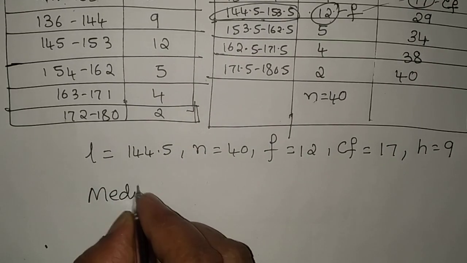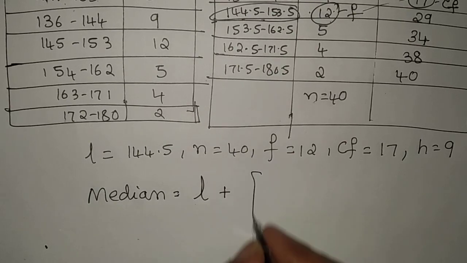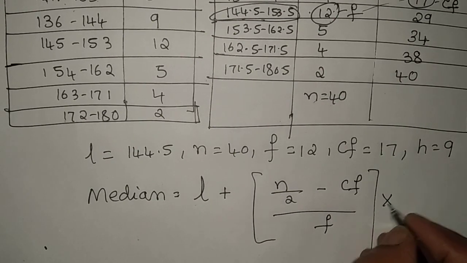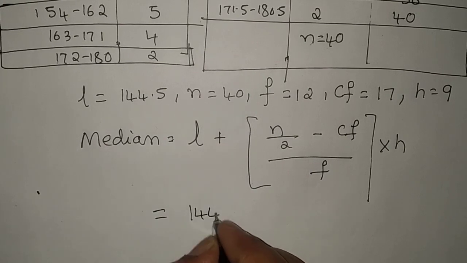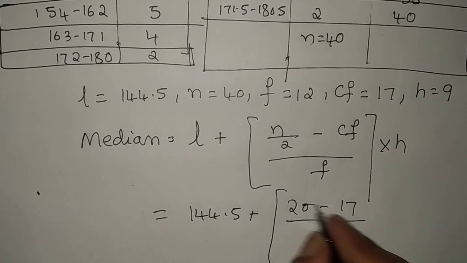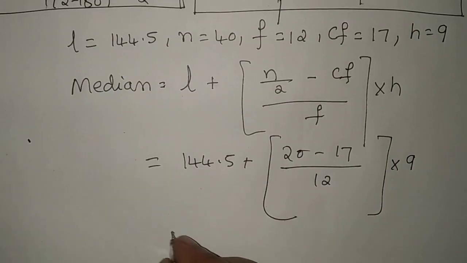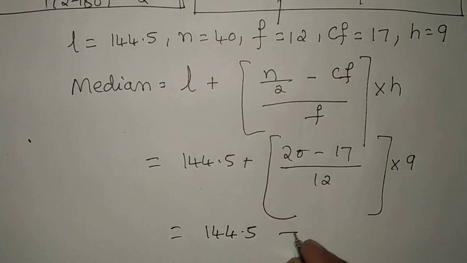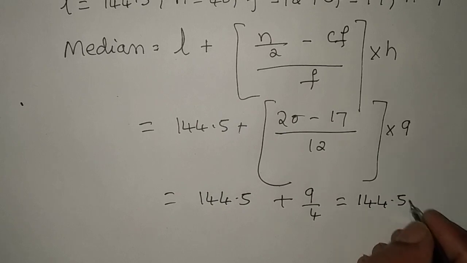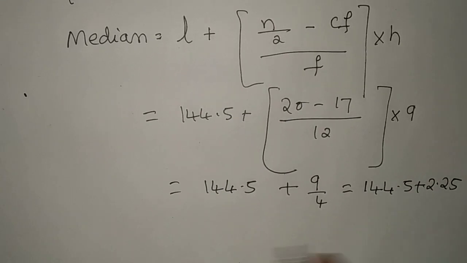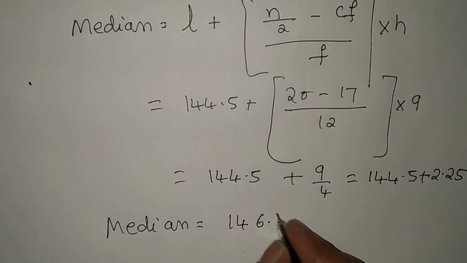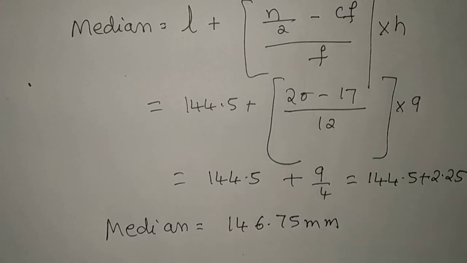So median is equal to L plus (N by 2 minus CF) by f into h. 144.5 plus (20 minus 17) by 12 into 9, substituting all the values, is equal to 144.5 plus 9 by 4, which is equal to 144.5 plus 2.25, which is equal to median 146.75 mm.